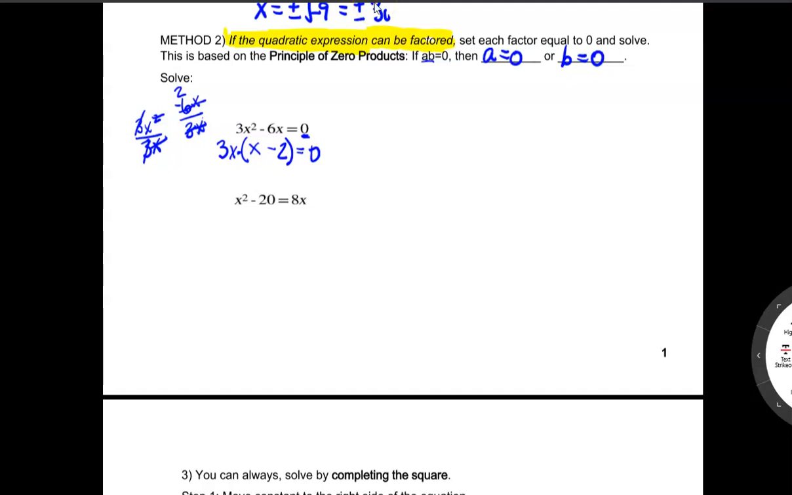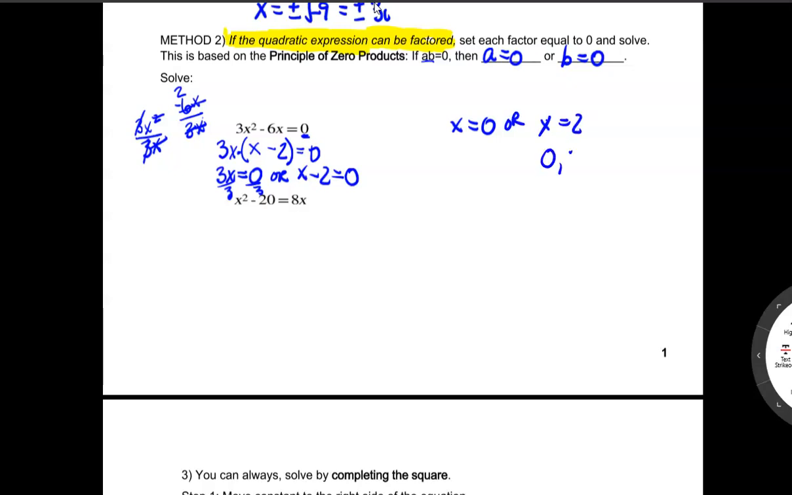Our rule up here says set each factor equal to 0 and then solve. So we're going to have two things that we need to solve. We're going to solve 3x equals 0, and we're going to solve x minus 2 equals 0. And each of these is going to give us an answer to the problem. So starting with 3x equals 0, we need to divide by 3. And I'm just going to continue up here to the right. The result of that is x equals 0 over 3, or just 0. And then x minus 2 equals 0, add 2 to each side, and we get x equals 2.